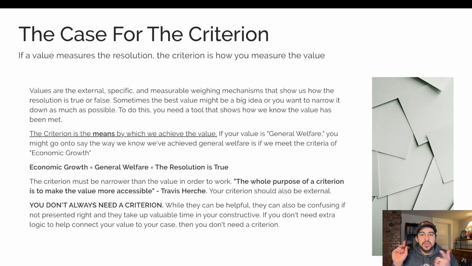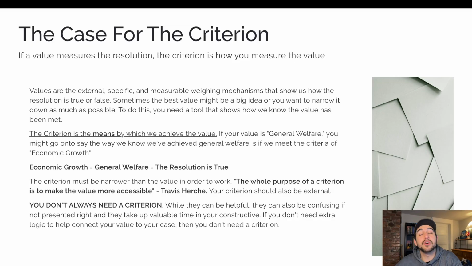So because values are external, specific, and measurable, they show us that the resolution is true or false, but sometimes your value is a really big idea. It can be really broad, and you need to help the judge understand how we actually meet the value. This is where we have the criterion. It's the means by which we achieve the value. So, for example, if my value is general welfare, then I might say that the way we know we achieve a good, orderly society, a generally wealthy society, is if we have my criterion of economic growth. So if we achieve economic growth, then that automatically means we achieve general welfare, and that automatically means that the resolution is true.